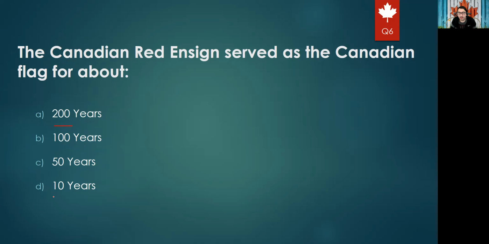Okay. Next question: the Canadian red ensign served as the Canadian flag for about 200 years, 100 years, 50 years, or 10 years. Yes, the answer is 100 years, just connected with also the name of Canada as Dominion of Canada. It was also used for 100 years.